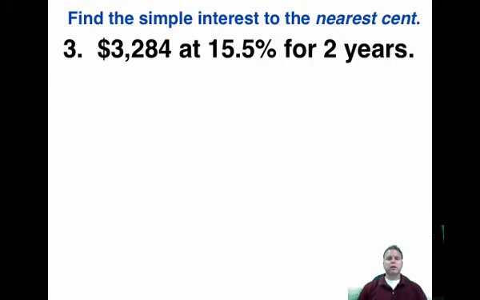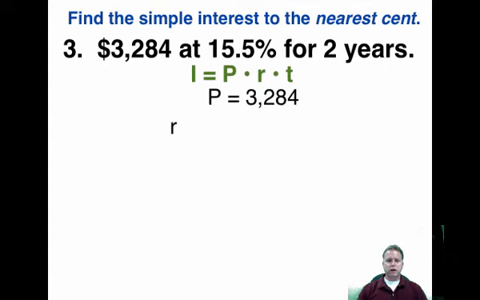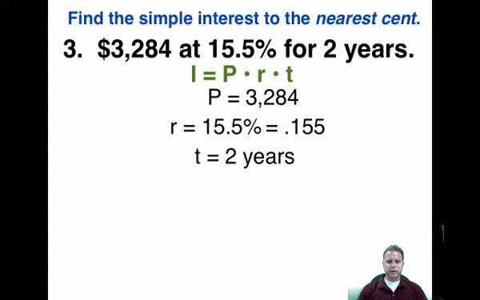Next problem. We want to find the simple interest for $3,284 at 15.5% for 2 years. Would you please pause the video and see if you can solve this problem? All right, so our formula again is I is equal to P times R times T. Our principal is pretty straightforward. Our interest rate, remember we always move 2 spots, so that's going to be 0.155, and our time is in years, so that makes it pretty easy. We get 2 years.